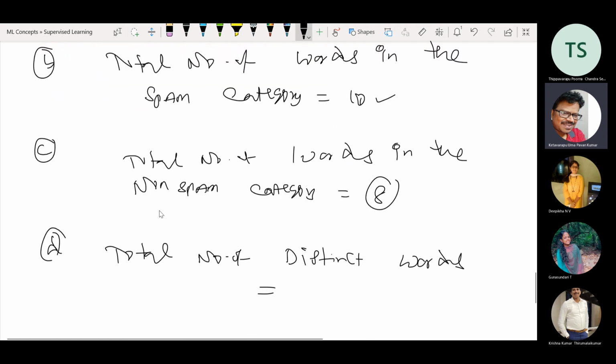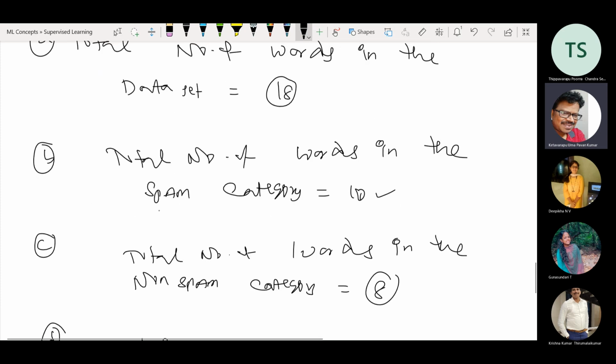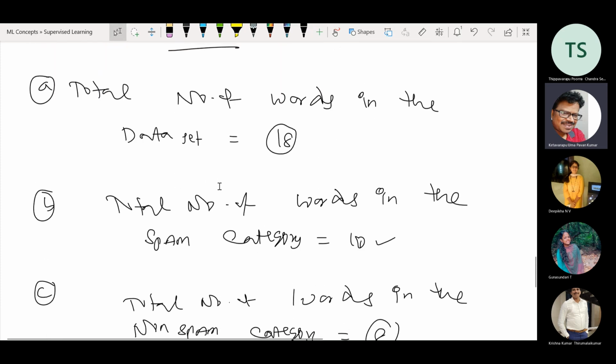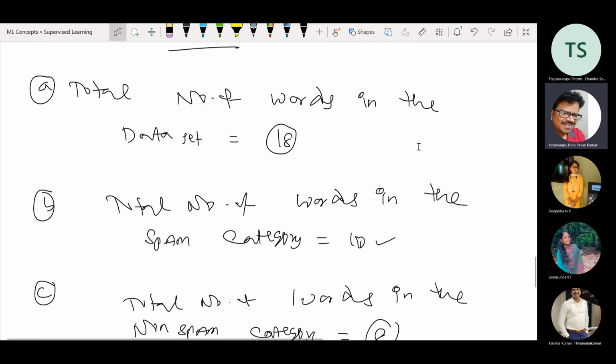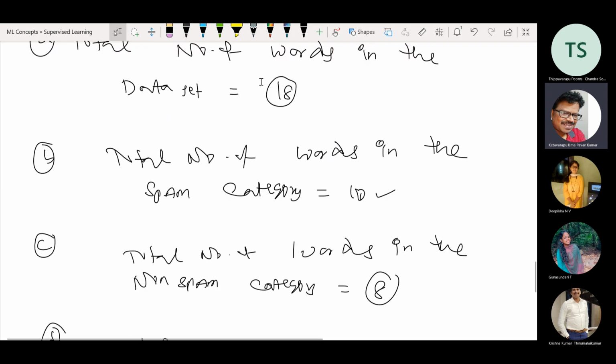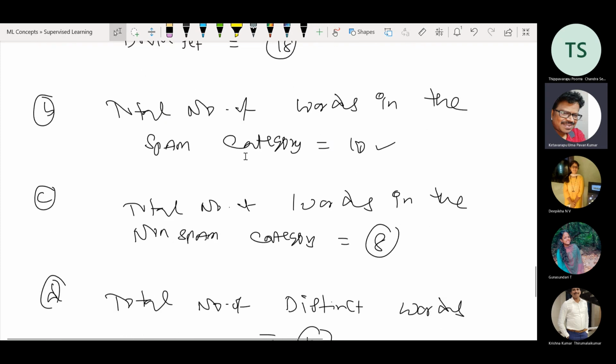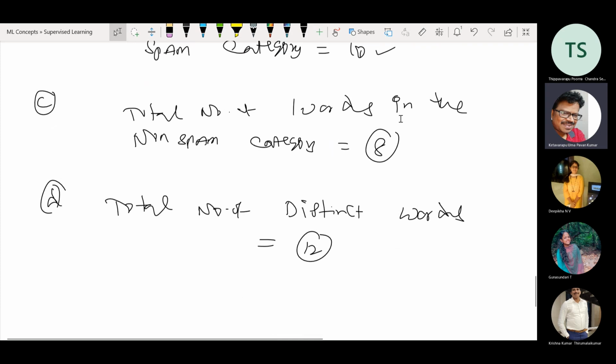Now you see, this is not a difficult task. Just to simplify, I'm having some humanly possible counted words. I was given some set of statements, and I am working with the number of words in the data set. Total number of words is 18, total number of words in the spam category, total number of words in the non-spam category, and total number of distinct words.